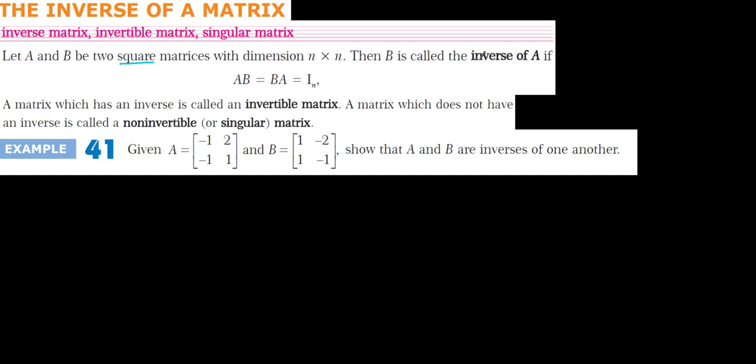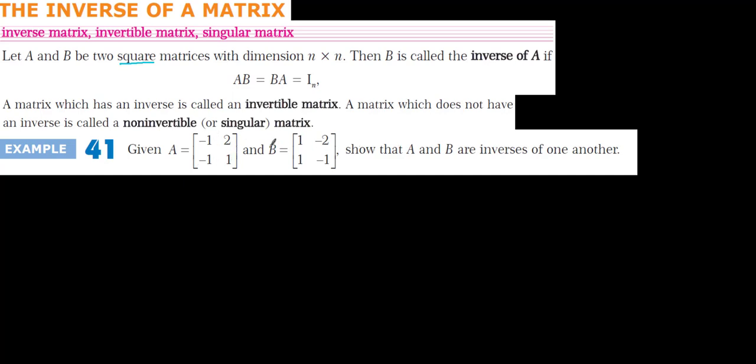Then B is called the inverse of A if and only if A times B is equal to B times A, which should be equal to the identity matrix. So A times B should be identity, and B times A also should be the identity matrix. A matrix which has an inverse is called an invertible matrix. A matrix which does not have an inverse is called a non-invertible or singular matrix. These are the definitions.